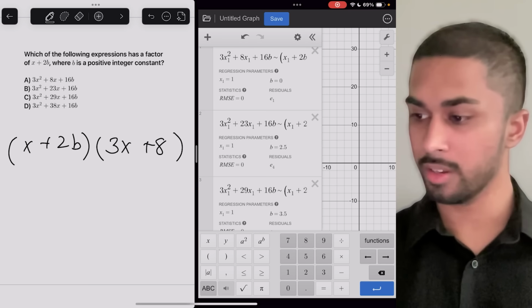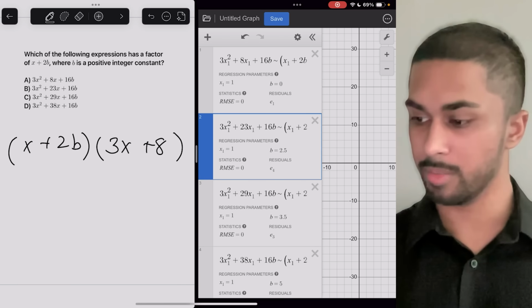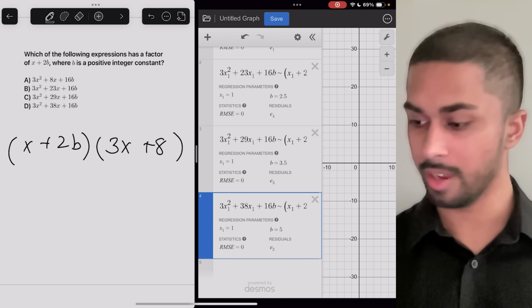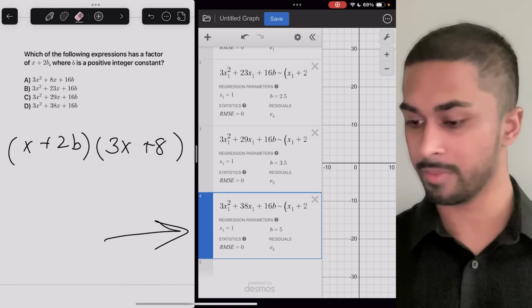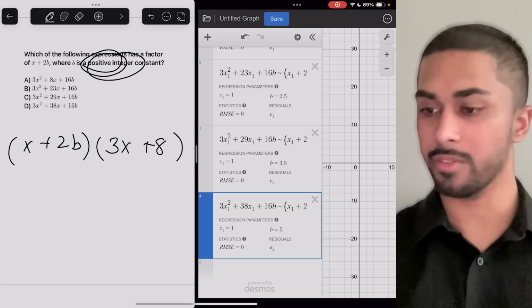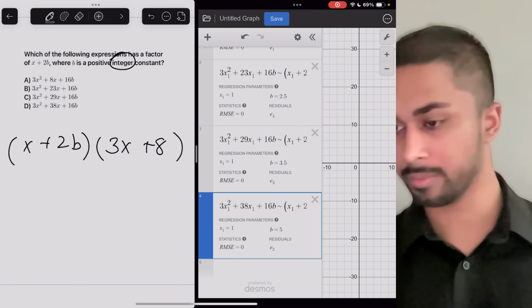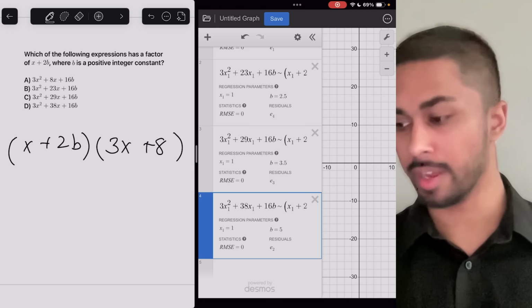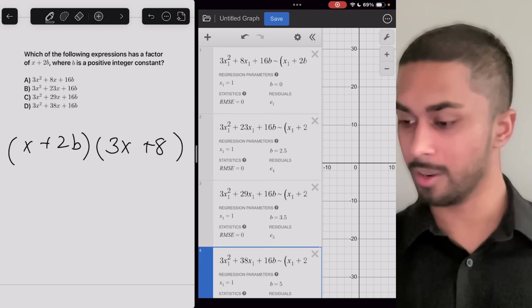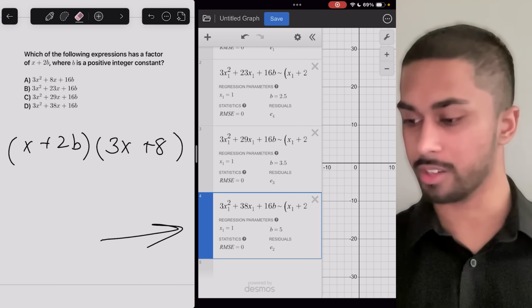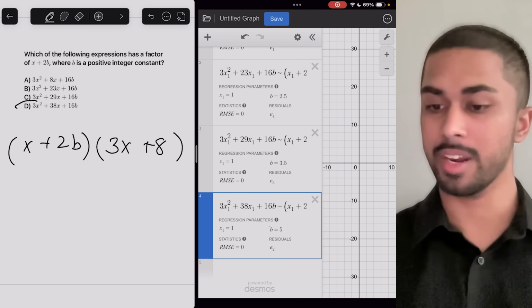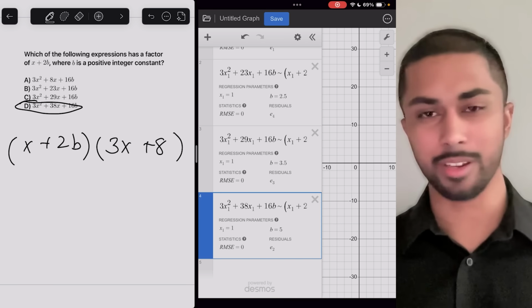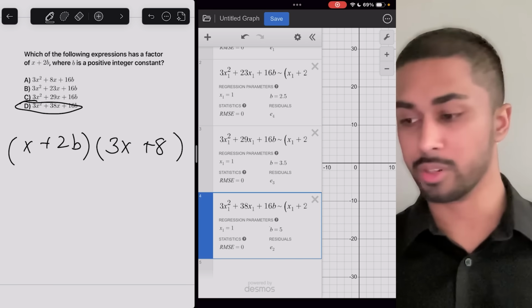And do you see how here b is 0, b is 2.5 here, b is 3.5 here, and b is 5 here. We need a positive integer constant, meaning it has to be a whole number, and it has to be positive. So the only one that is a positive integer constant is 5, meaning D is your correct answer. Do you see how easy that was? We're just using regression. That's it.